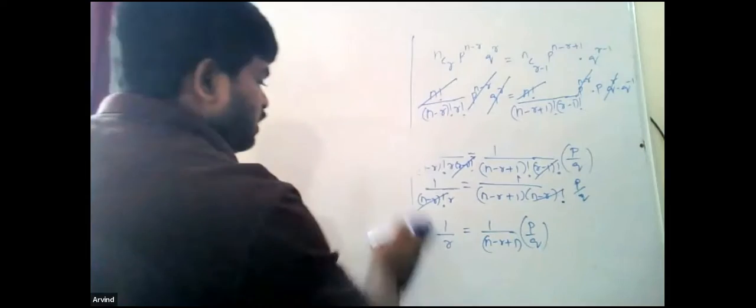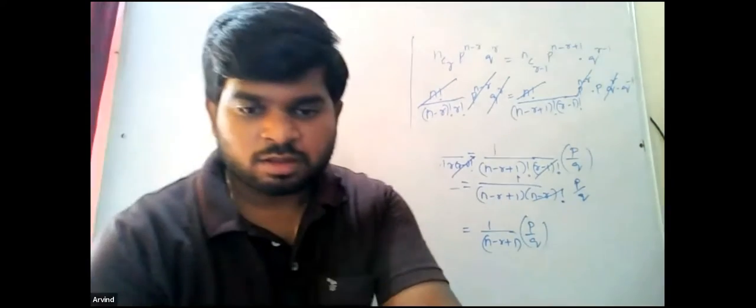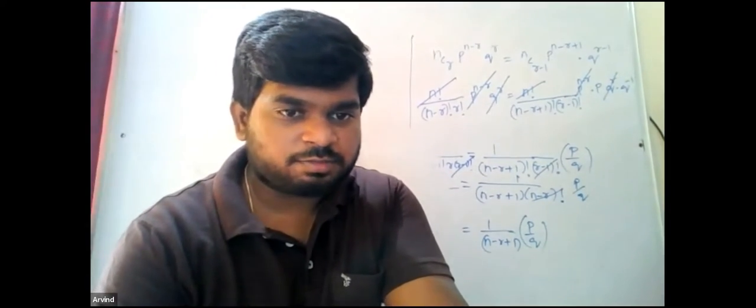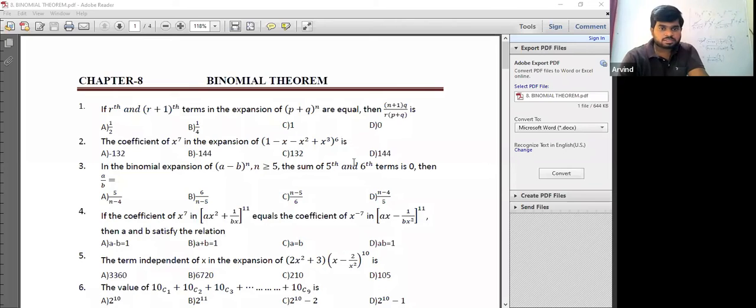So the correct answer should be 1. These have come in certain papers. Okay. Next one, could you try it? The coefficient of x power 7 in the expansion of 1 minus x plus x squared plus x cube, whole to the power 6, is what? What is the coefficient of x power 7? We have to find the coefficient of x power 7. It's very, very easy.